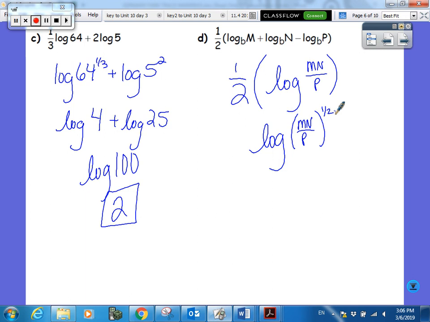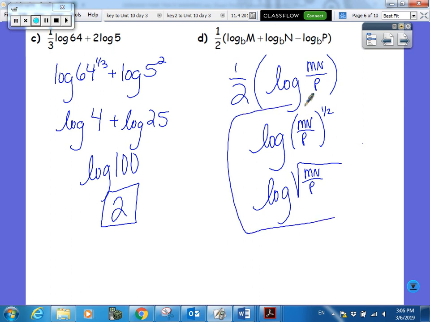Or you could say m to the 1/2, n to the 1/2, p to the 1/2. Or you could say log of the square root of mn over p, or the square root of mn over the square root of p. Lots of different ways. There's really no single way that one is more simplified than the other. Either one of these are completely equal answers. One is not more right or more simplified than the other one. Again, either one of those is okay.